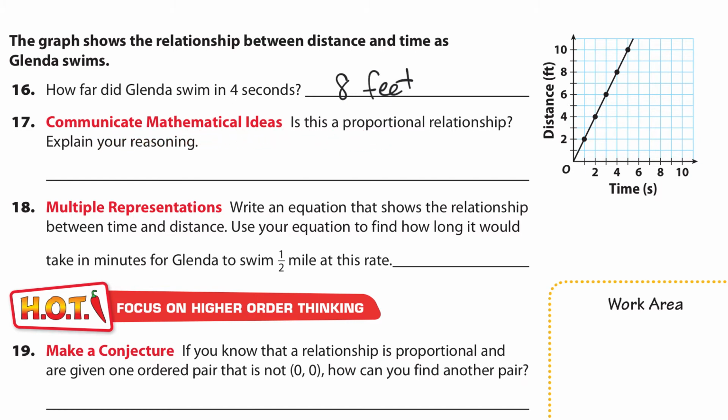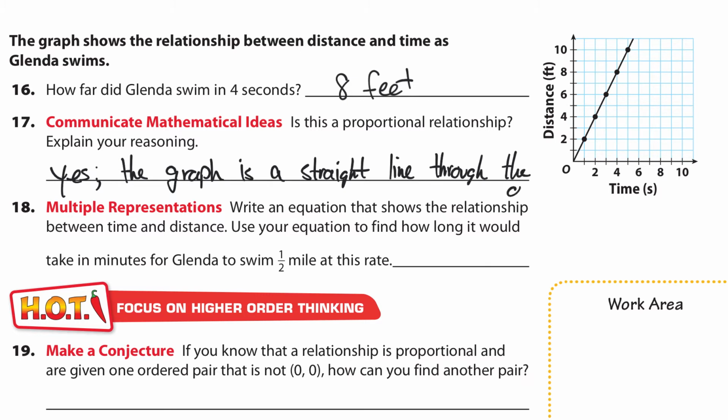And we have communicate mathematical ideas. Is this a proportional relationship? Explain your reasoning. Yes. The graph is a straight line through the origin. Okay? Multiple representations. Write an equation that shows the relationship between time and distance.